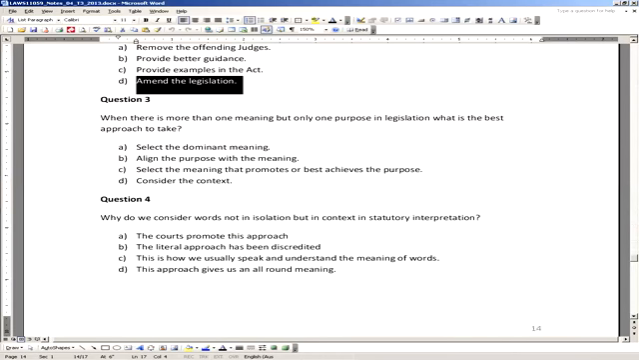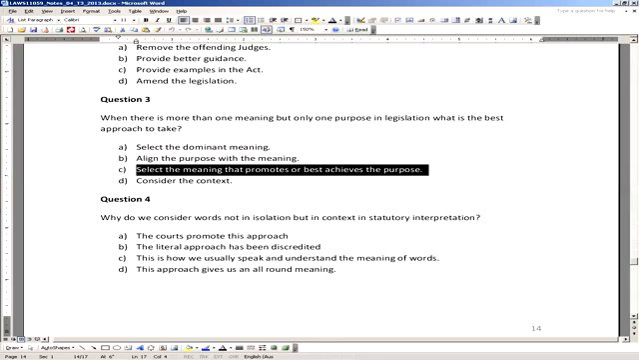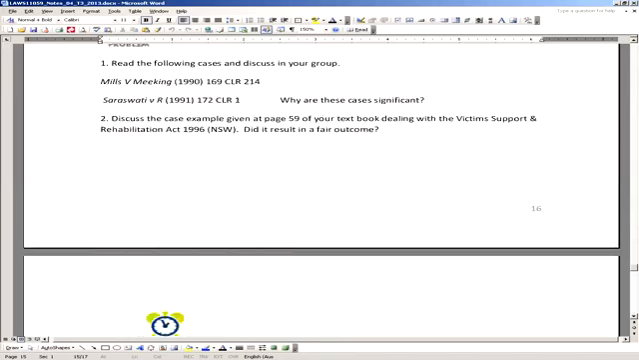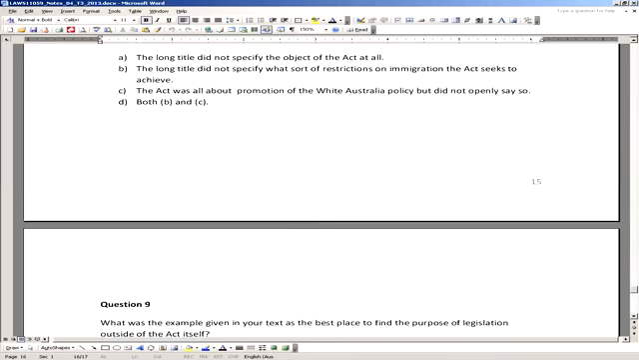Question 3, when there is more than one meaning but only one purpose in legislation, what's the best approach to take? A, select the dominant meaning. B, align the purpose with the meaning. C, select the meaning that promotes or achieves the best purpose. Or D, consider the context. Shelley? I'd say C. You're not just picking that because it's the longest one, I hope. I remember that trick from the test. Yeah, that was the discussion last week. C, promotes or achieves the best purpose, yeah.